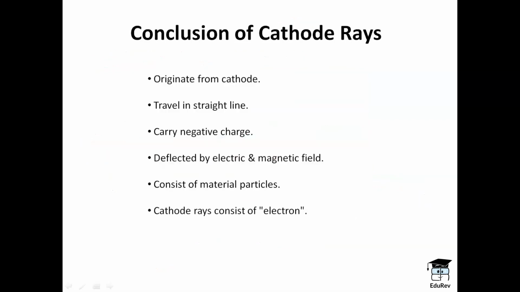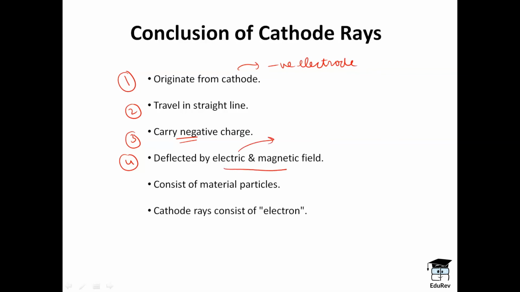Now, what were the characteristics of cathode rays? Here's the conclusion. Number 1, they originated from the cathode, which was the negatively charged electrode. Number 2, they travel in a straight line. Number 3, which was very important, they carry a negative charge. Number 4, they were deflected by electric and magnetic fields.